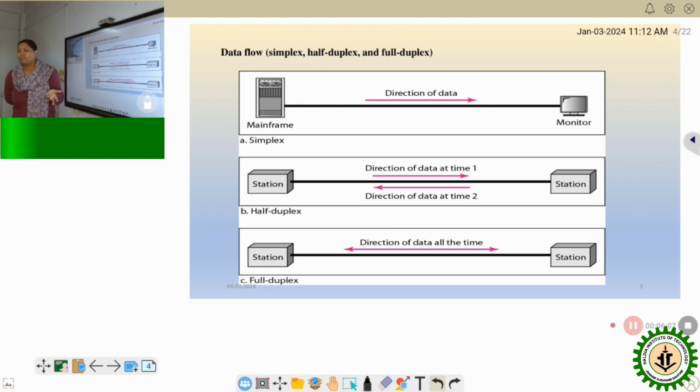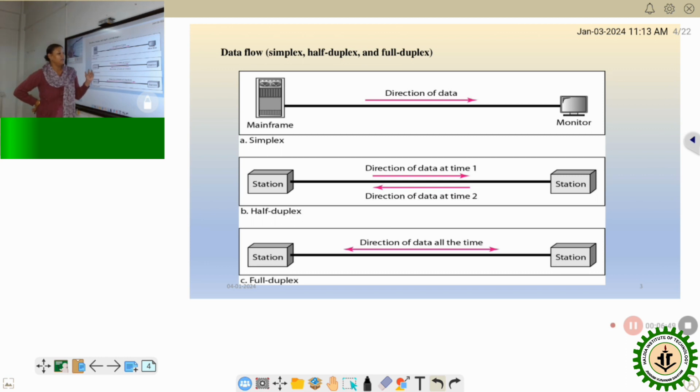A real life example of simplex data flow is television or radio. When the television broadcasts serials or news, only the television station sends the data to our side, but we cannot send data through the television end. Radio is also an example: the radio station only broadcasts the data, but we cannot send data simultaneously. The second one is the half duplex.